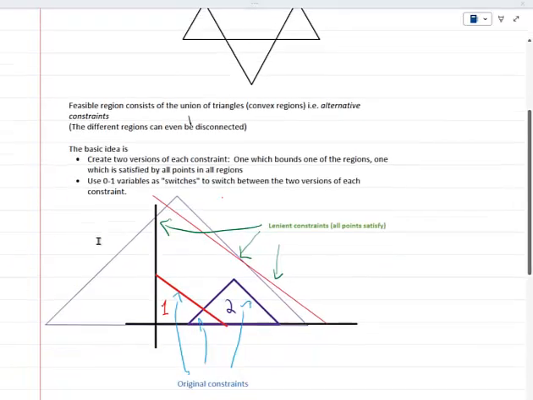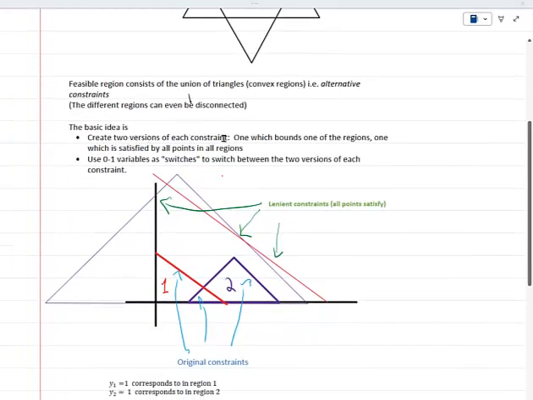The basic idea is to create two versions of each constraint, one which bounds one of the regions and one which is satisfied by all the points in all regions. The second idea is to use 0, 1 variables as switches to switch between the two versions of each constraint. So we have variables that take the value either 0 or 1. This is an integer programming problem with limits: you can't have any integer, but only the integers 0 and 1.